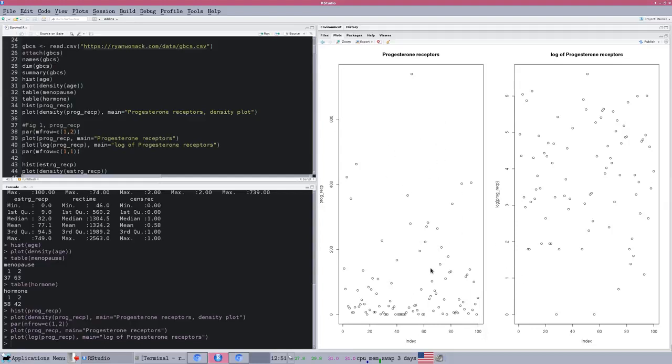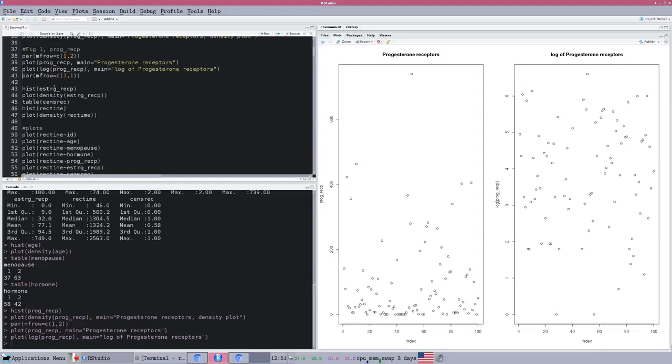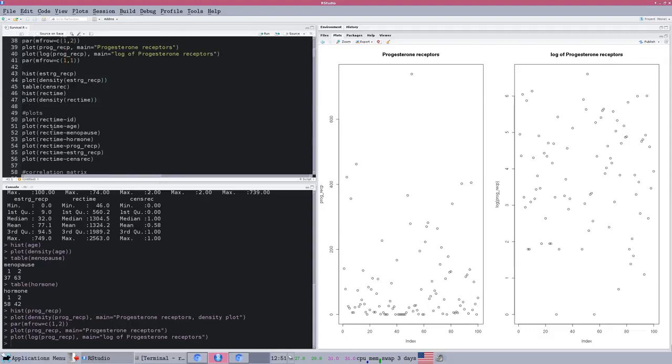So in this graph, the left-hand side is the raw data, and the right-hand side is the log transform of the number of progesterone receptors. If we take the logarithm, we have a much smoother distribution of data, smoother in the sense that it's more evenly distributed, which from a statistical point of view is more tractable. So we're going to want to do log transforms of this type of data. Same is true for estrogen. I'm not going to run those plots right now.